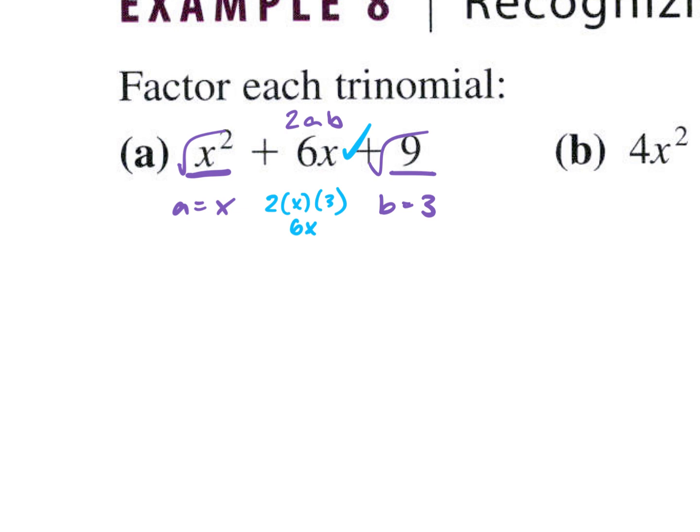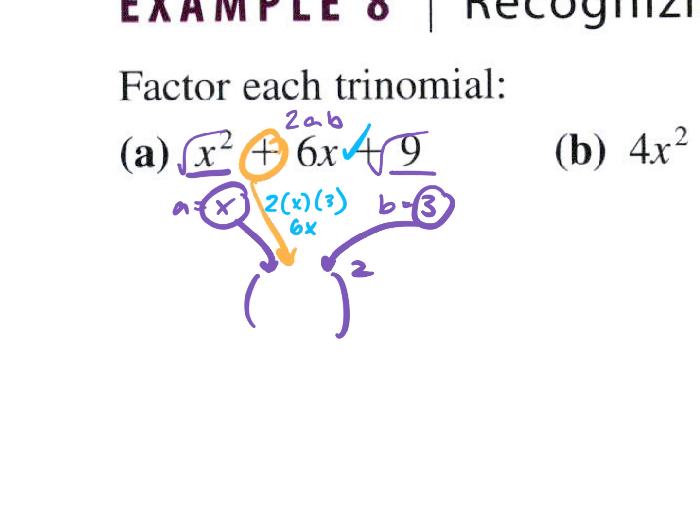So what we do is we have parentheses squared. Our a goes in the first spot, our b goes in the second spot, and whatever our sign is goes in the middle. So it'd be x plus 3. Whatever the sign is in the middle of the trinomial is the sign that goes in the middle of your parentheses. So our answer is x plus 3 squared.